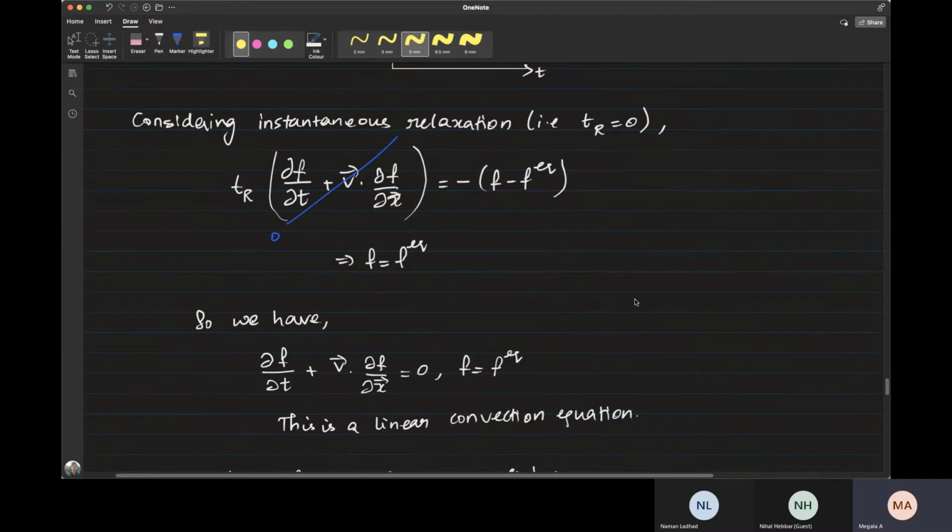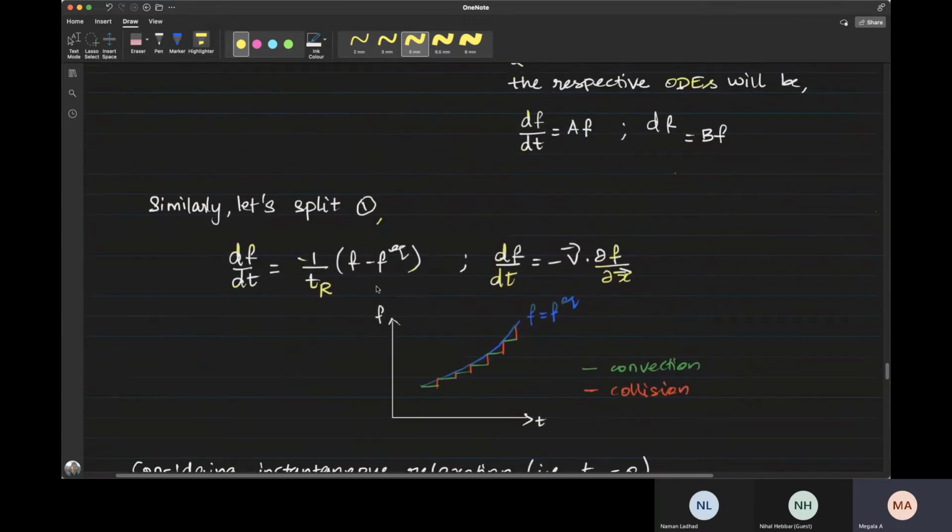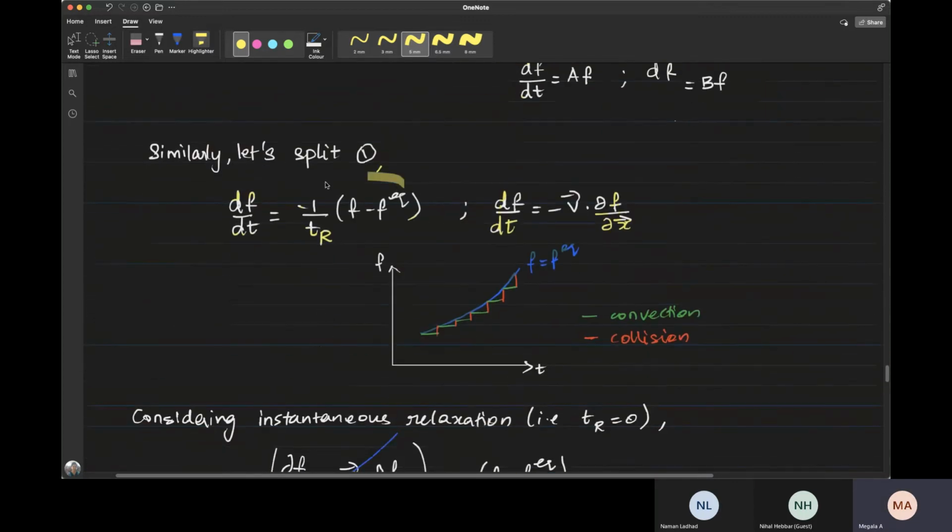So now let us do further simplifications. This is the collision operator, right? Your system is going towards equilibrium, and TR here is the relaxation time. TR is basically the time that your system takes to relax towards equilibrium. TR is usually much smaller than your macroscopic time scales.